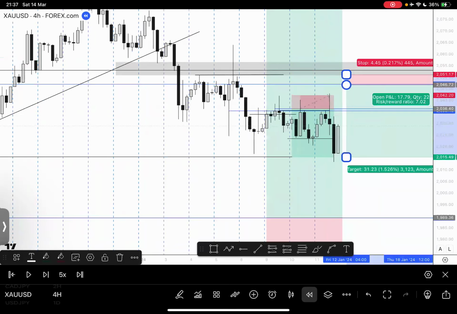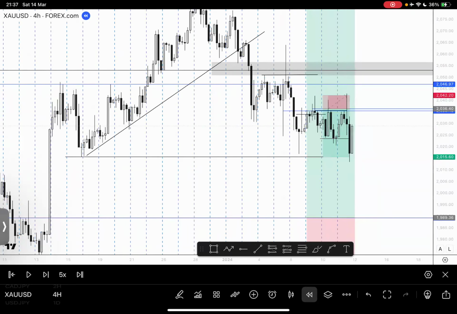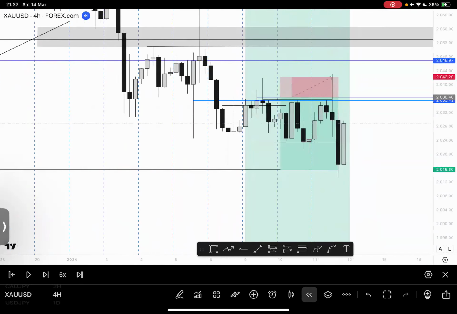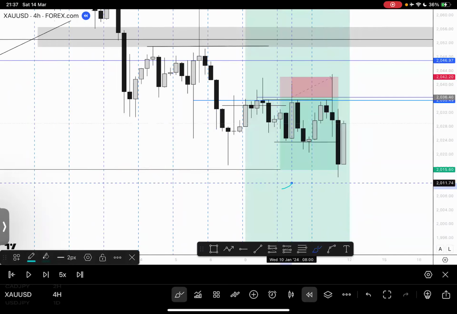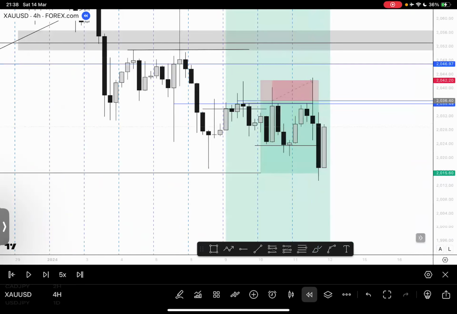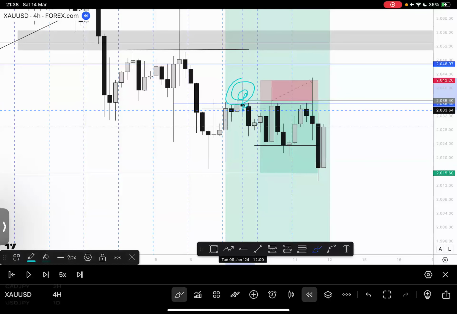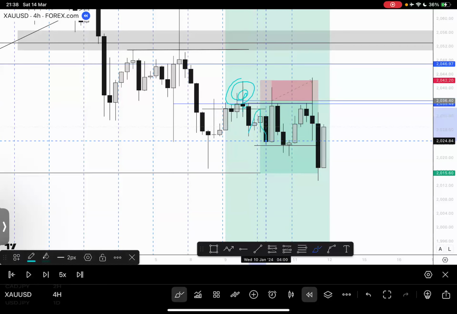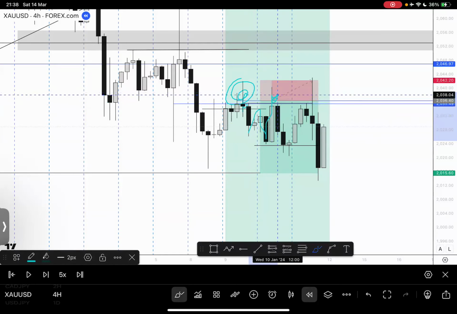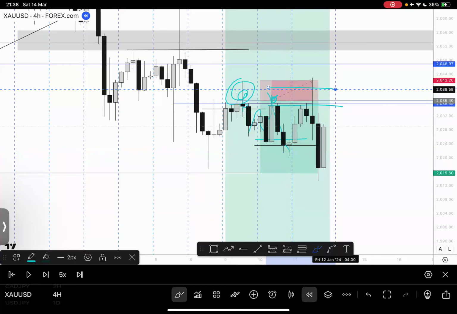Okay, let me clean this one. We came to the daily level here. We rejected, giving us our 4-hour CLT. That gave us liquidity. We tapped into this level, rejection, 4-hour break. This is going to give us another entry again from here. That's crazy.